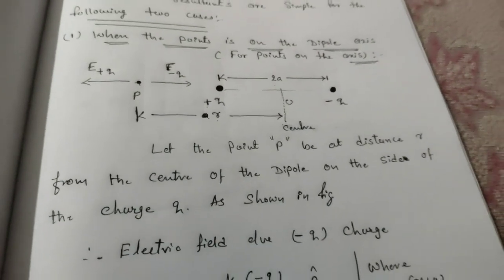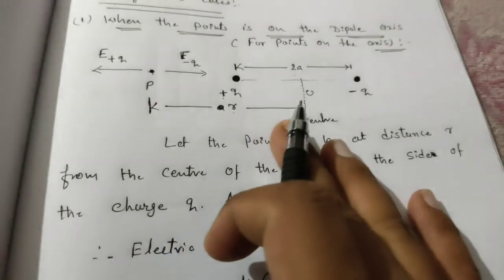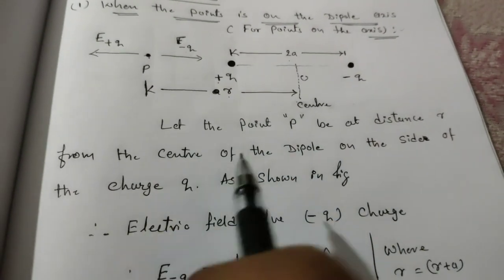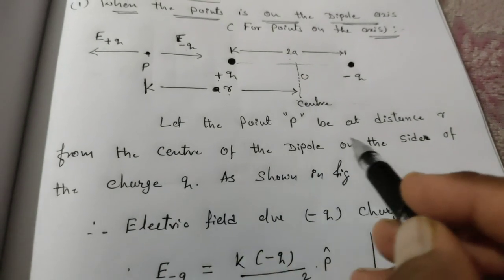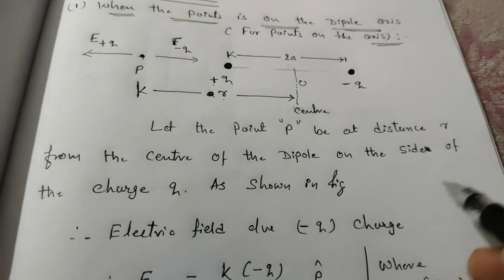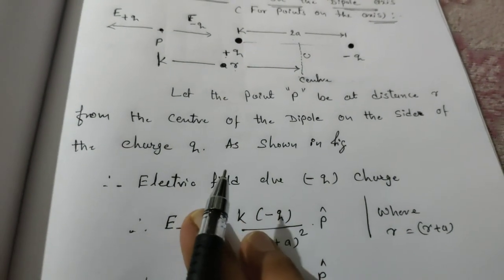Remember, when this theory is asked, the diagram is compulsory, and you have to narrate this diagram properly. See how to narrate in a simple manner: let the point P be at a distance r from the center of the dipole on the side of the charge q, as shown in the figure. Now we are going to find the electric field.